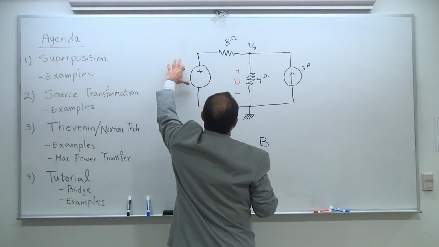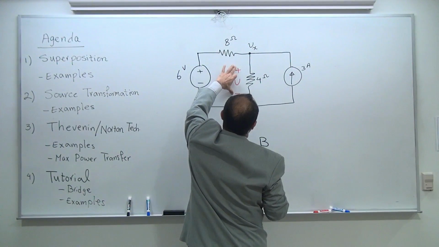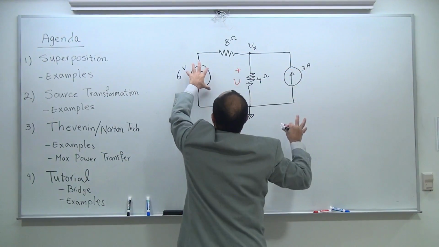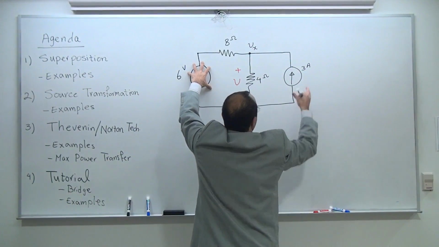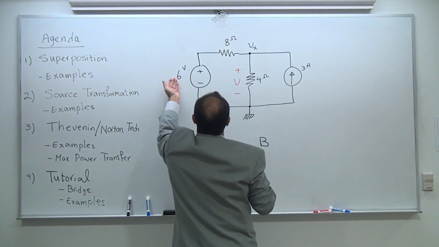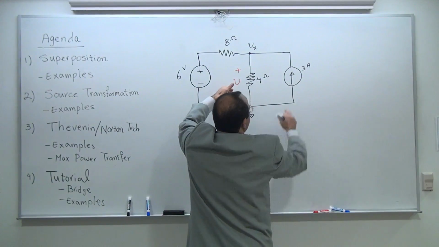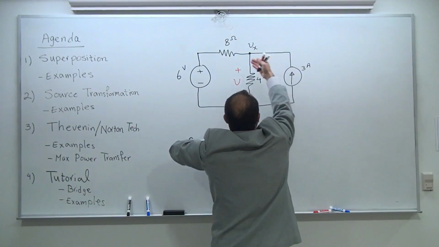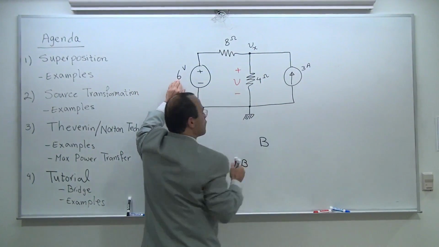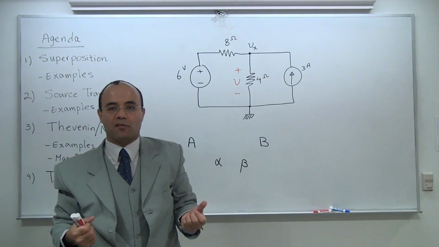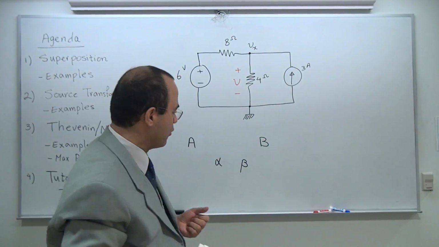So this one comes in and has a bit of a contribution. If this one doesn't exist, I can calculate that. Then I'm going to turn this one off and see how the other contributes. I'm going to find the contribution of the 6 volts, provided this source is not there, and the contribution of this source across the 4 ohm, provided the 6 volt is not there. This technique that we just talked about is called superposition.